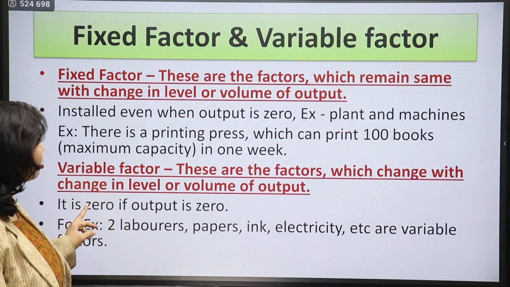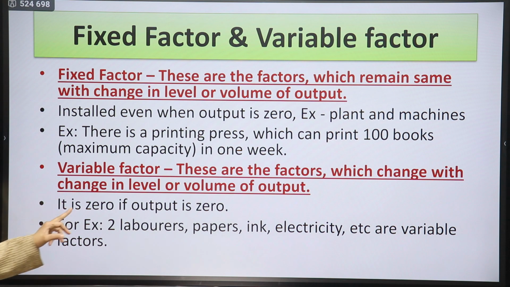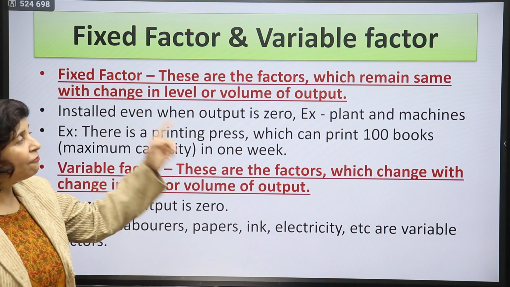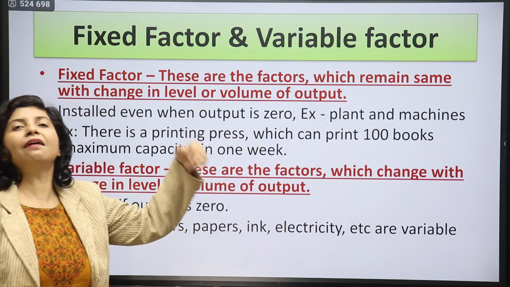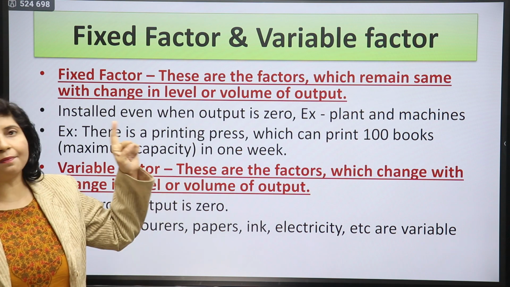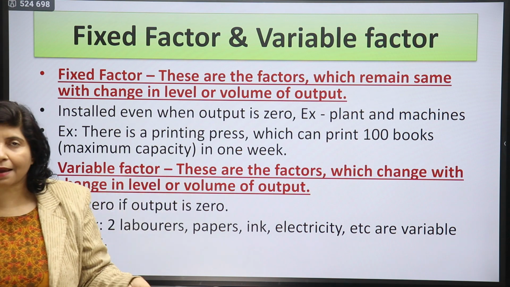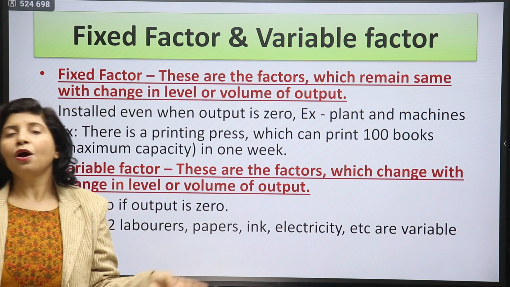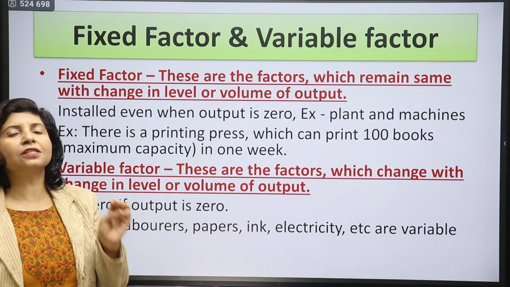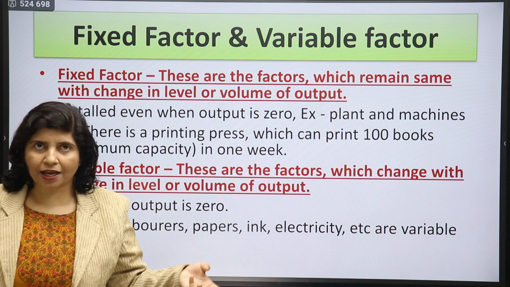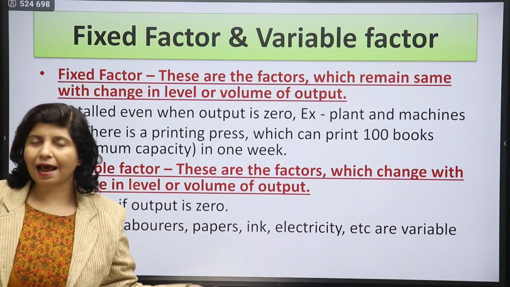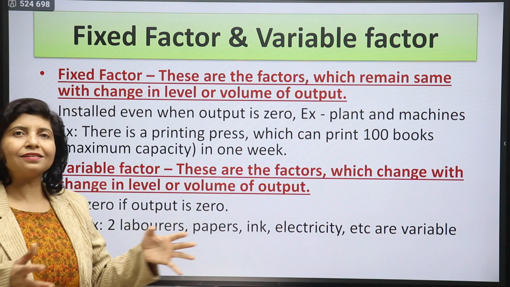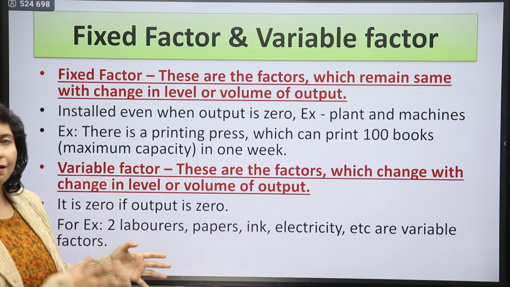So here variable factor changes with change in output. It is 0 if output is 0. For example, here labor is the variable factor. If we want to print more than 100 books in 1 week, what will we do? We can't buy a new machine because a machine requires time and a huge amount of money, and we may have to purchase those machines from abroad also. Even in India, if you want to purchase a machine from Chennai, it will take at least 3-4 days or maybe 1 week to arrive in Mumbai or Delhi, because some logistics have to be managed.